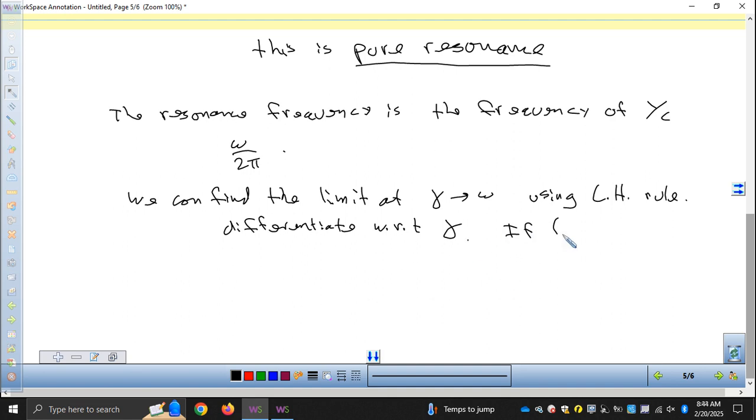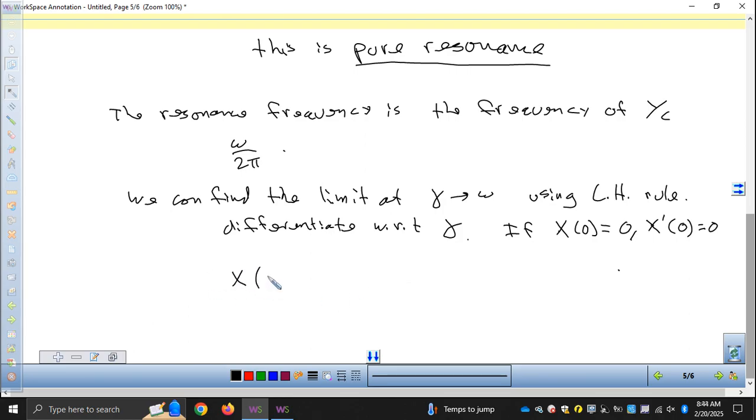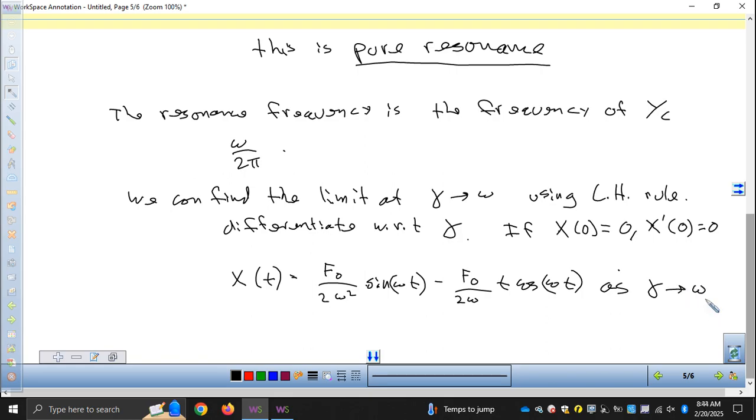And in the case where we have our initial conditions, x of 0 equals 0 and x prime of 0 equals 0, we end up with x of t equals f sub 0 over 2 omega squared sine omega t minus f0 over 2 omega t cosine omega t, as gamma approaches omega.